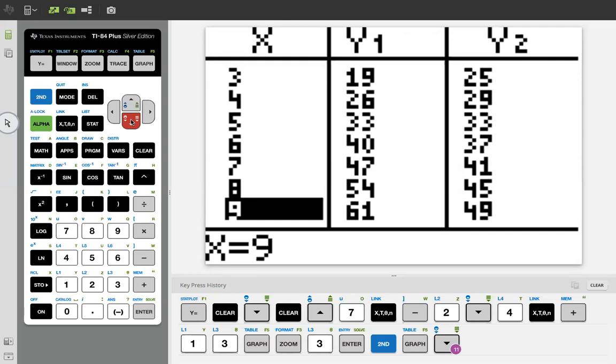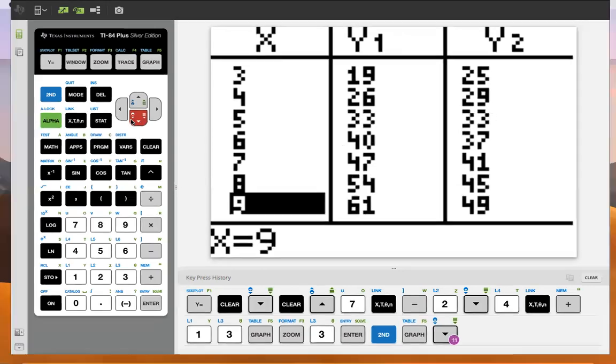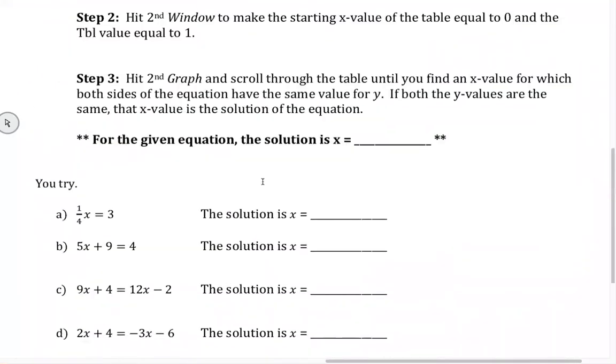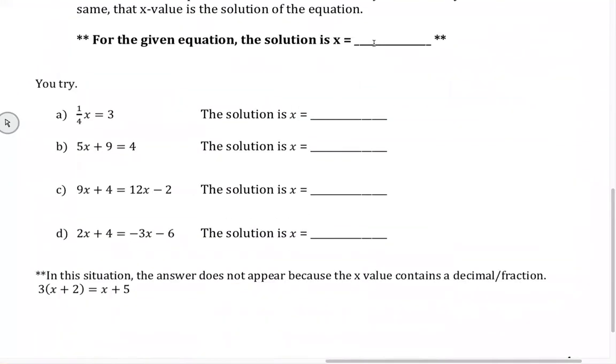And what I did is I allowed my calculator to do the work, and I allowed it to solve it graphically. So my answer right here is x equals 5.